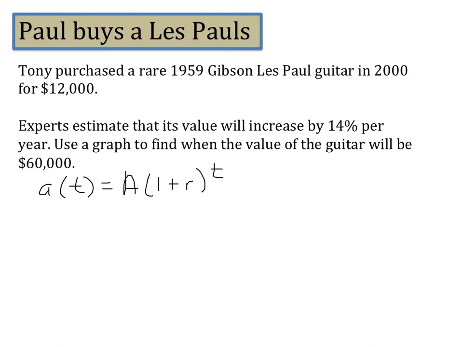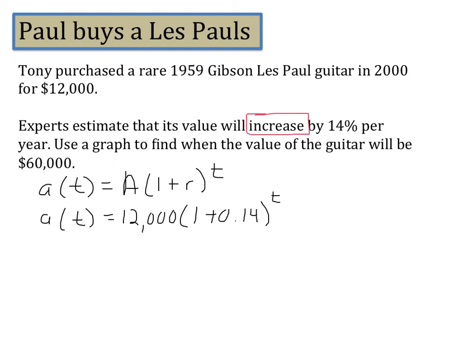So we're going to use our growth function of a times 1 plus r raised to the t. Now notice that I'm using plus here because this value is going to be increasing over time. If it was going to be decreasing, I would use a minus sign. So our function is going to look like this. A of t equals A's initial amount, so that's $1,200, times 1 plus the rate. Now the rate's 14%. We could write it in decimal form, so it's 0.14, raised to the t. Now we don't know what t is because they're asking us to find when.